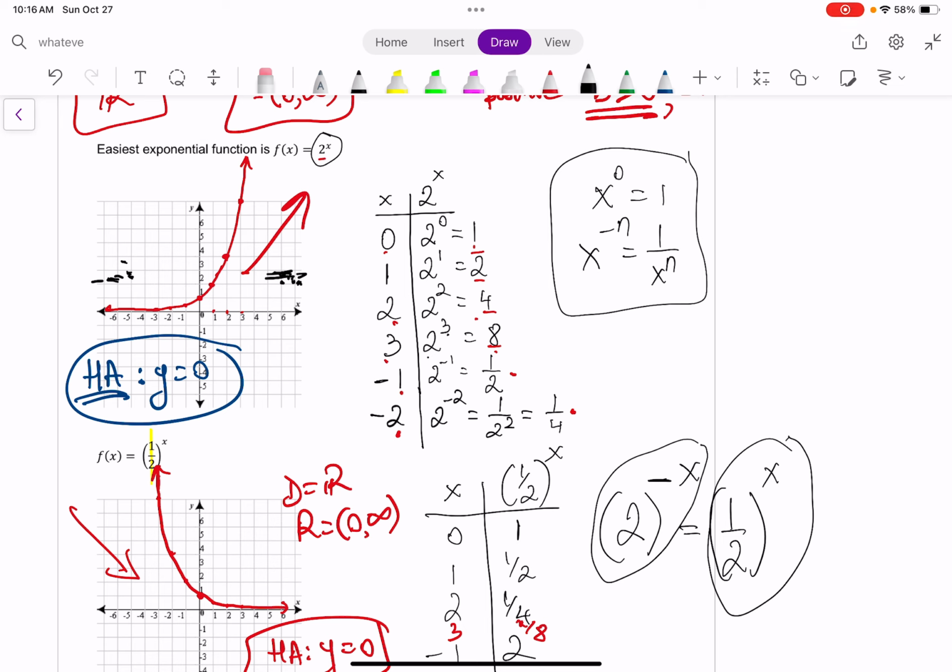So that's what we learned as one of our transformations, right? Put a negative to the x. That makes the graph reflect about the y-axis. And that's exactly what happened here, right? With these two graphs. Okay.